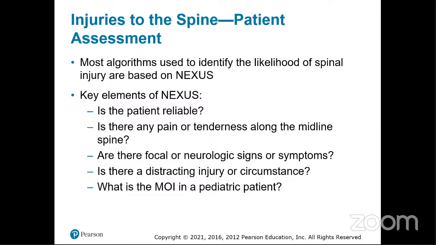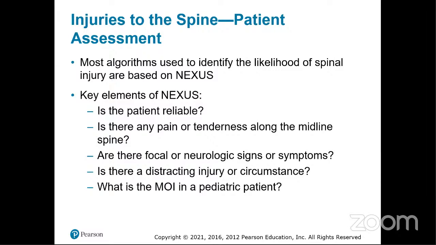Is the patient reliable? What do we mean by that? Are they oriented? Can they talk to me? Do they have a distracting injury? If the answer is yes, they're oriented to me, and no, they don't have a distracting injury, then we're going to say they're a reliable patient. Is there any pain or tenderness in the midline of the spine? That's where we're doing that spider crawl down it. Are there focal neurological signs or symptoms? Meaning, what would we be looking for there? Loss of control of an arm, loss of sensation, and feeling that way as well. The distracting injury or circumstance.